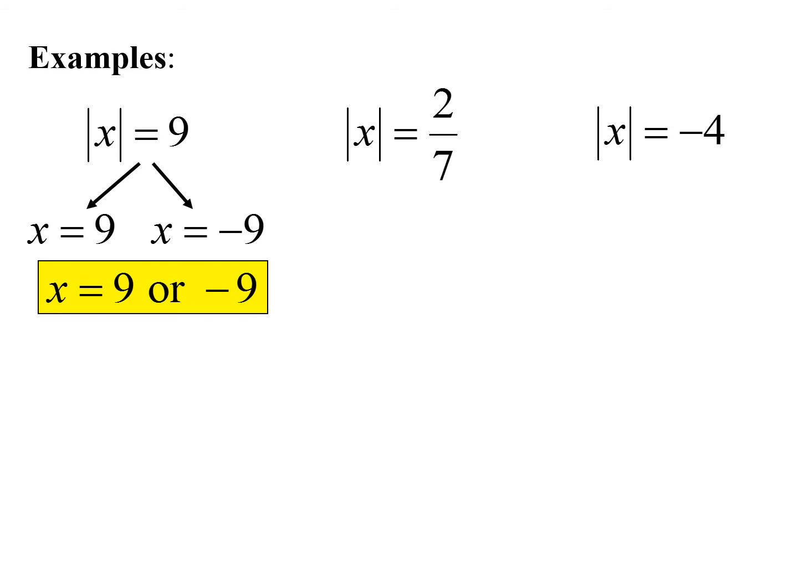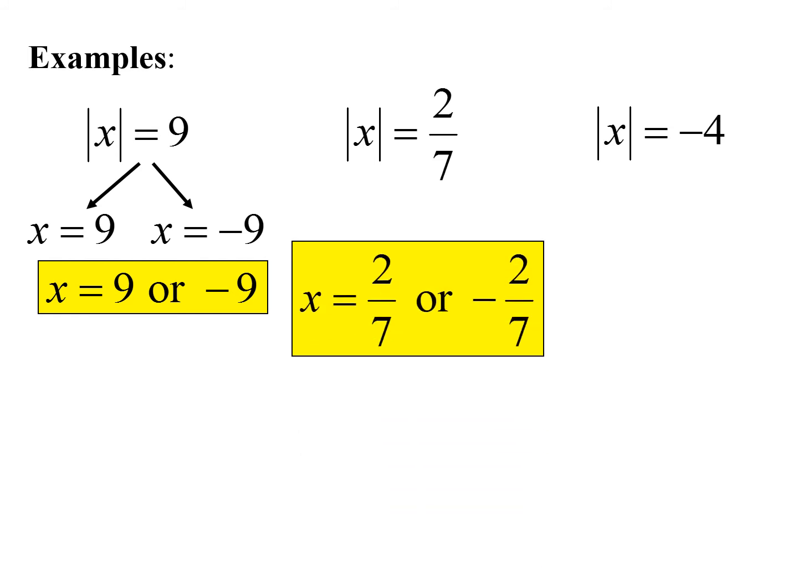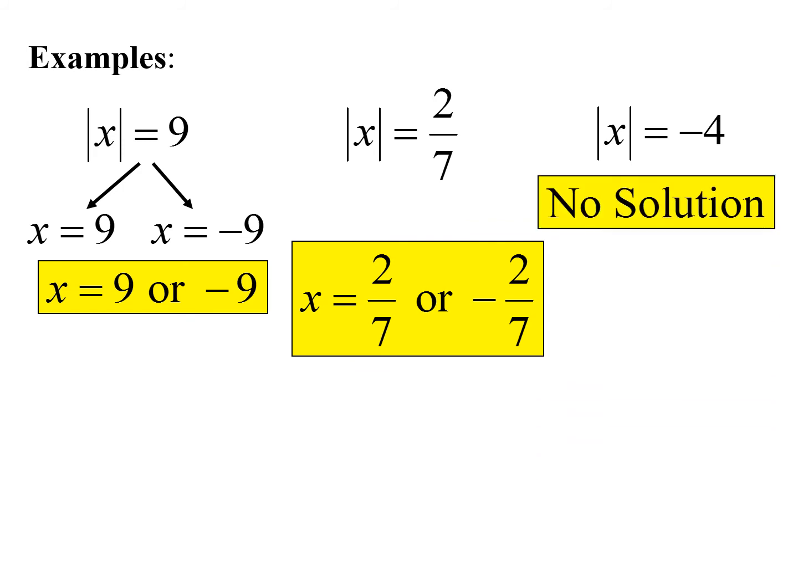If we take a look at the absolute value of x is equal to 2/7, again we want to look at the positive and the negative option. So x is either 2/7 or -2/7. If I plug these back in, both will work. Now, if I look at the absolute value of x equals -4, this does not work. The absolute value is a distance away from 0, always a positive value, so it can never equal a negative number. Therefore, there are no solutions.